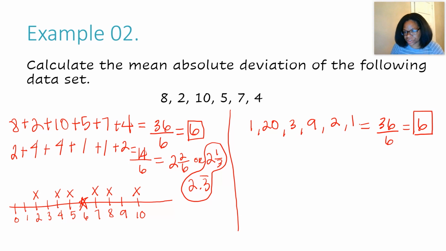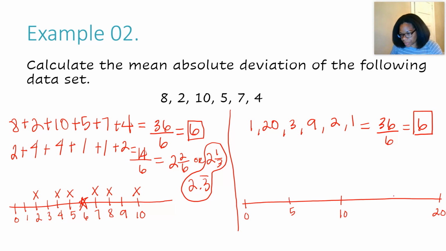So I'm looking at my numbers to kind of get an idea of how I should draw my number line. And I feel like since I have a 20, I need to make this number line go from 0 all the way to 20 this time, okay? 0 and 20 needs to end here. So I'm going to write my halfway mark, which is 10. And 5 is here and 15 is here. Just kind of like giving myself some guidelines.